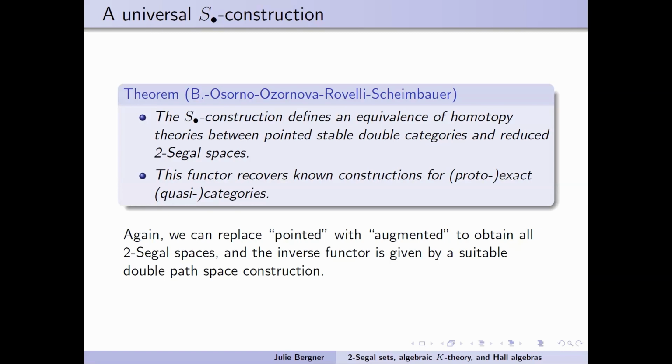So the version that I described at the beginning of the talk for exact categories or proto-exact categories, or if you want to take versions in the literature for proto-exact quasi-categories or something like this, this is a common generalization of all of them in a suitable way. So you can take the inputs to all of those, have some kind of double nerve functor that lands in the 2-Segal spaces, and all these examples, in fact, they end up being pointed, and you can show that it recovers this. And again, if you want to drop the reduced assumption, you can replace pointed with augmented. And again, the inverse functor is given by some kind of suitable double path space construction, now defined.